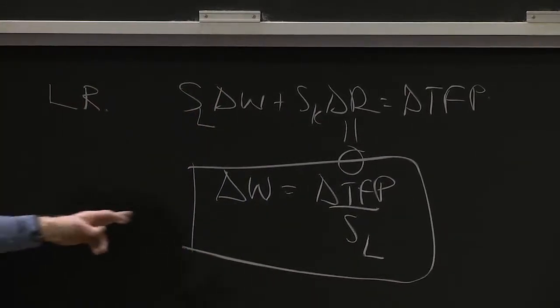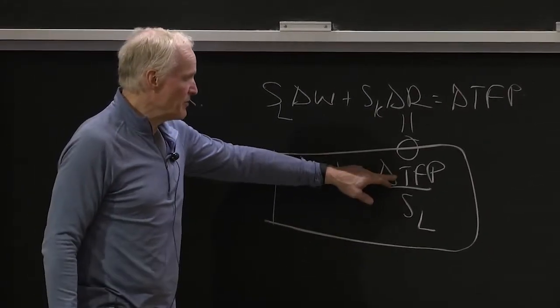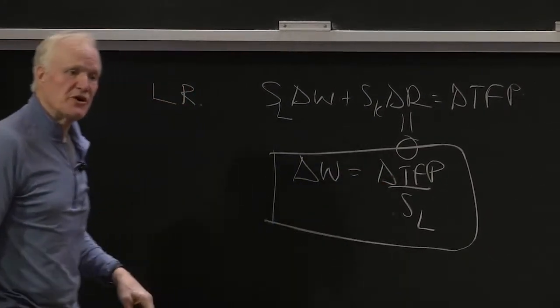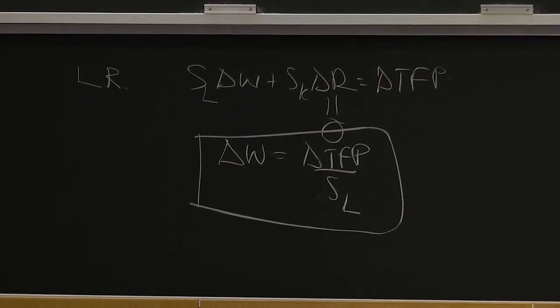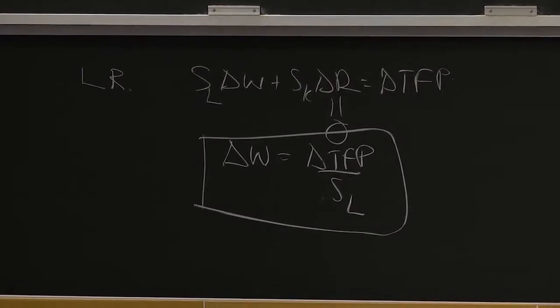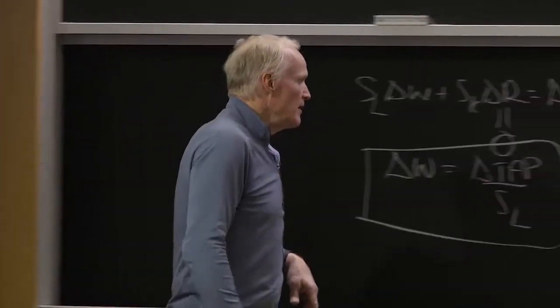So the growth rate in W has to be equal to the growth in TFP divided by the share of labor. Okay. Now you might say, well, which share is it if the share of labor is changing? It's going to be some kind of average share over that whole period of time. It's going to still happen. All right.